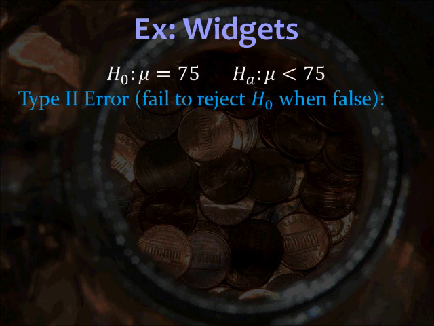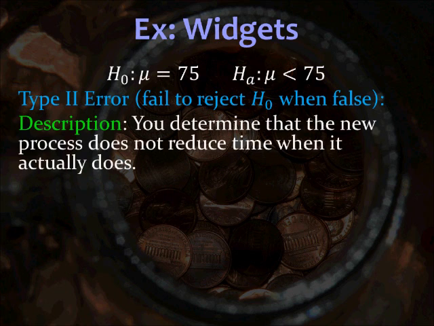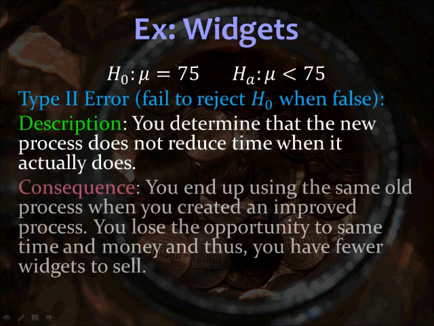If you have a type 2 error, in other words, you fail to reject the null when it's false, you determine that the new process does not reduce the time when it actually does. You fail to reject the null. You think that the new process has not improved or decreased the production time. So you fail to reject the null, but in this case, the alternative is actually true. The consequence: you end up using the same old process when you created an improved process. You lose the opportunity to save time and money, and thus you have fewer widgets to sell.